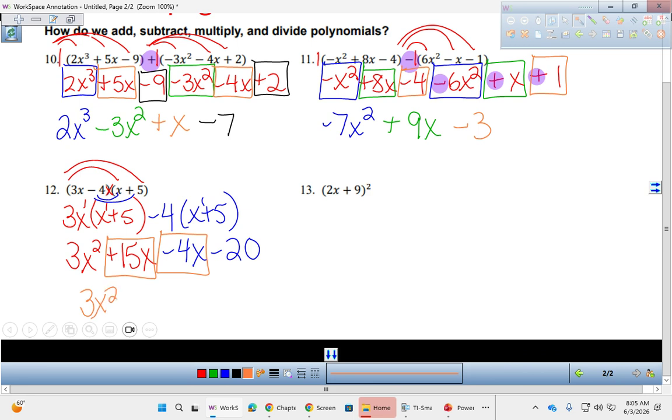3x squared, 15 minus 4 is 11x, minus 20. You could easily guess and check this with a multiple choice question. Put the question in Y1, put option A in Y2. Check the table. If that doesn't work, try B. If that doesn't work, try C. One of the tables is going to match, as long as you type it in your calculator the right way.